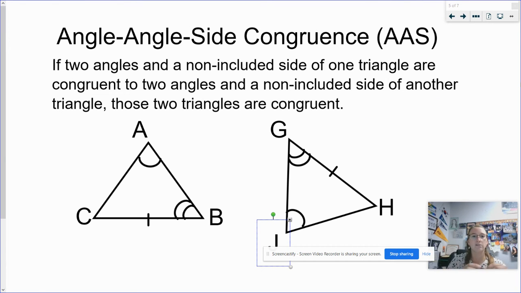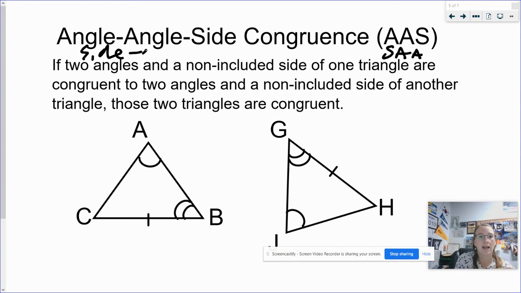Okay, the next one is angle, angle, side, or AAS. You can also call this SAA, or side, angle, angle. It means the same thing. So let's look at this. If two angles and a non-included side, so notice here on this one, my angles are not giving my side a hug. It's not included. They go to the outside, outsiders. Angle 1 and angle 2, yep, are not including this side.